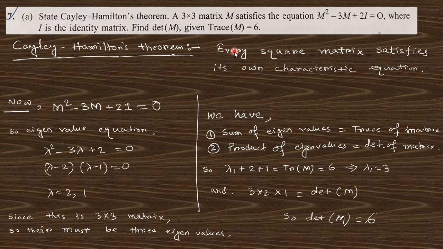This is one of the important questions for conceptual understanding regarding eigenvalues and eigenvectors of a matrix. State the Cayley-Hamilton theorem. A 3 cross 3 matrix M satisfies this equation. The Cayley-Hamilton theorem says every square matrix satisfies its own characteristic equation. So if this equation is satisfied, the characteristic equation, that is the equation with the eigenvalue, also satisfies this equation. So you can say here, this eigenvalue equation is obtained by putting lambda in place of M.